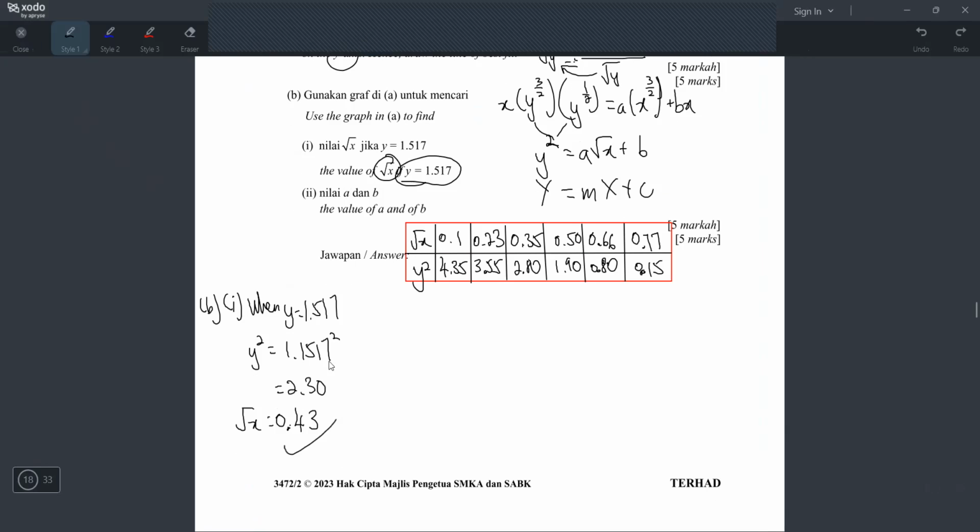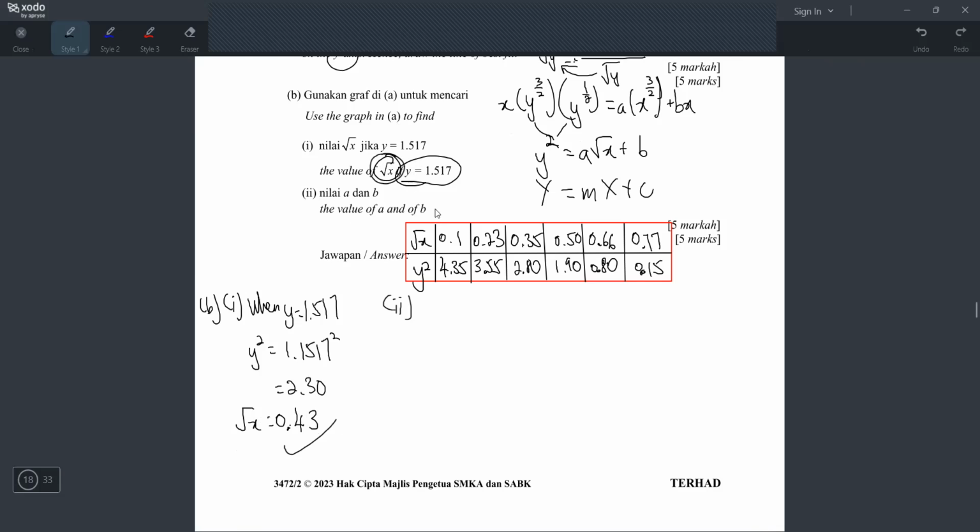But sometimes the question might ask you to find x. If the question wants you to find x, then you have to move the square root to the other side, and then it becomes square. It means you have to press 0.43 squared. Of course, this question you don't have to do it because it only asks you to find square root x. They never ask you to find x. But you have to be careful and read carefully what the question wants.